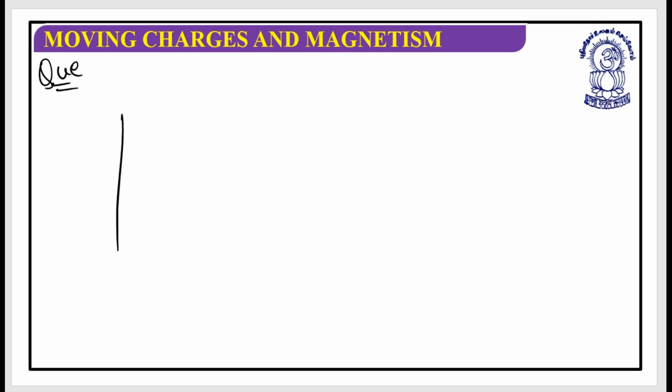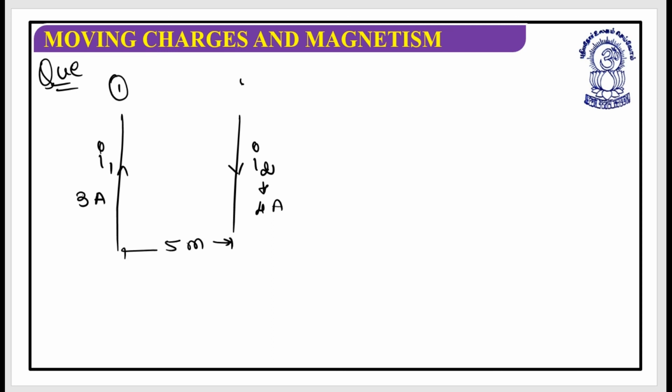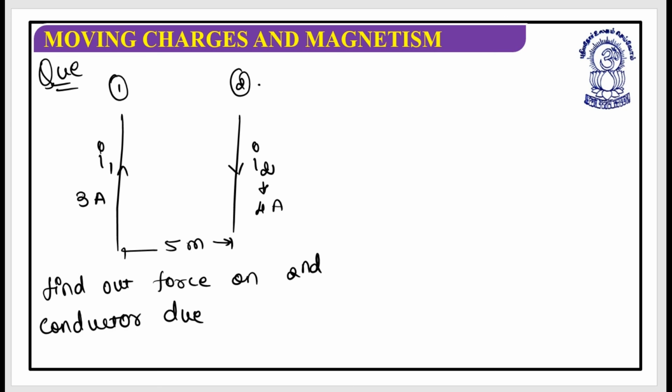It says, let's suppose this is I1, this is I2, this I1 is 3 ampere, this I2 is 4 ampere, and the distance between them is 5 meter. So let's suppose this is conductor 1, this is conductor 2. The question says, find out the magnetic force on the second conductor due to the first conductor.